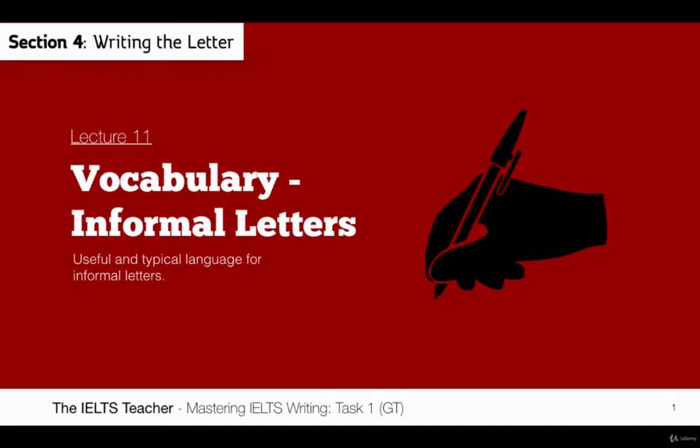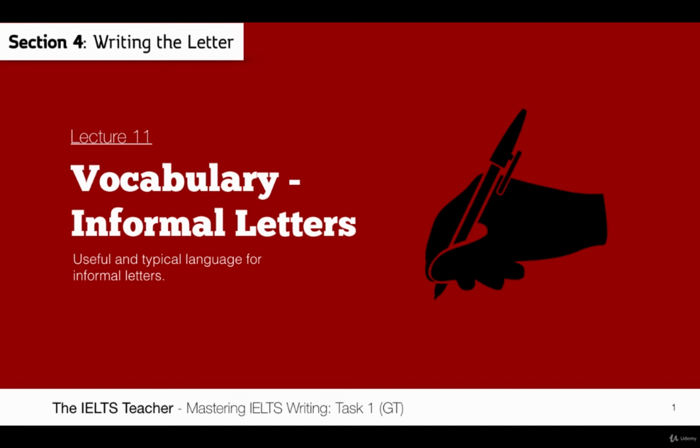So we're moving into a new section now, section 4, and this section is going to deal with the band descriptor category of lexical resource, which is basically vocabulary. And this section is going to be divided into 3 parts and then another part on the end. And the first 3 lectures are going to deal with useful and typical language, which appears across those 3 different letter tones, the informal, the semi-formal and the formal.